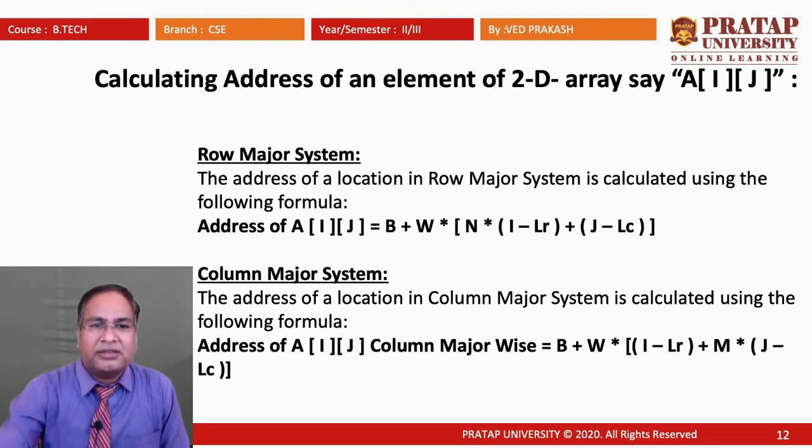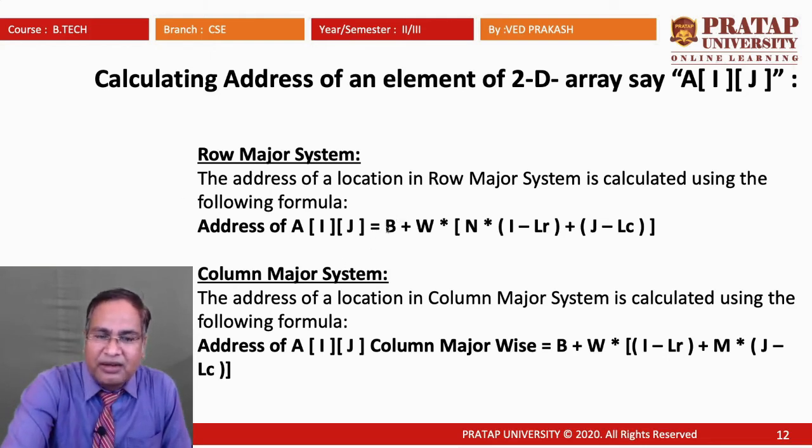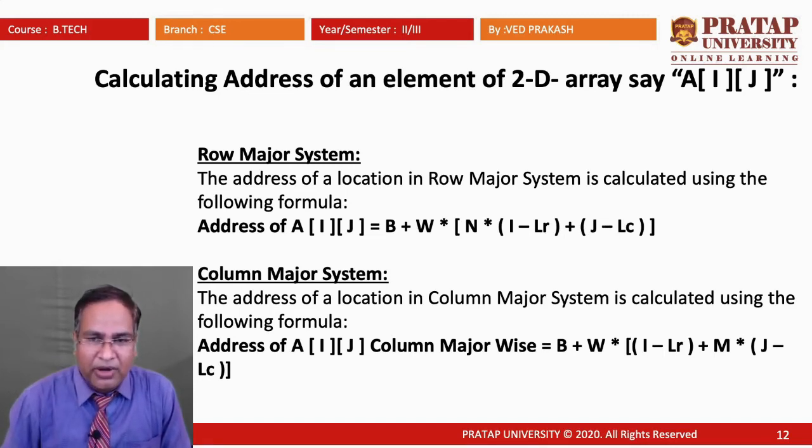To calculate this address, I have to first determine the base address of the two-dimensional array, then plus w, the width or size of each element, multiplied by n, the number of columns, and i denotes the row index, and LR basically denotes the lower limit of the row, and j denotes the column index, and LC basically denotes the lower limit of the column.